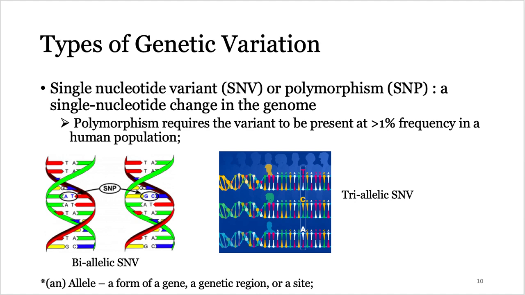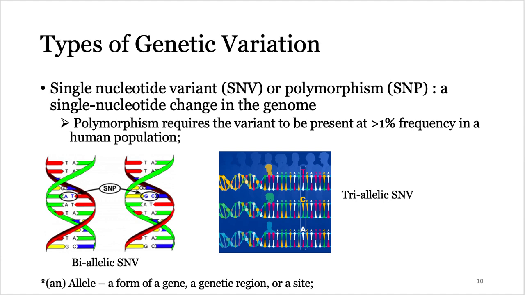And the difference between single nucleotide variant and SNP is that, strictly speaking, for a SNP to be a polymorphism, you need to reach a frequency of more than 1% in a specific human population. But nowadays, when people see a difference at one base pair position, they just call it SNP. So they didn't really follow this strict requirement.